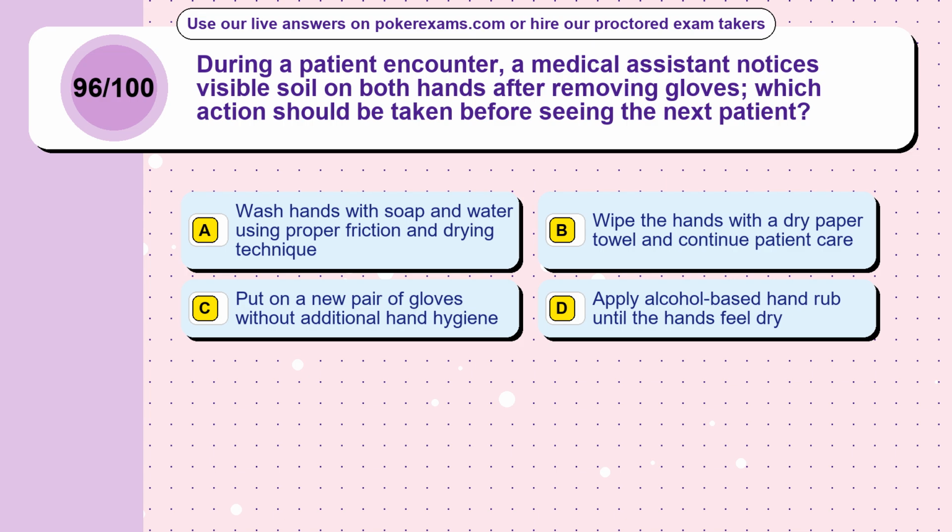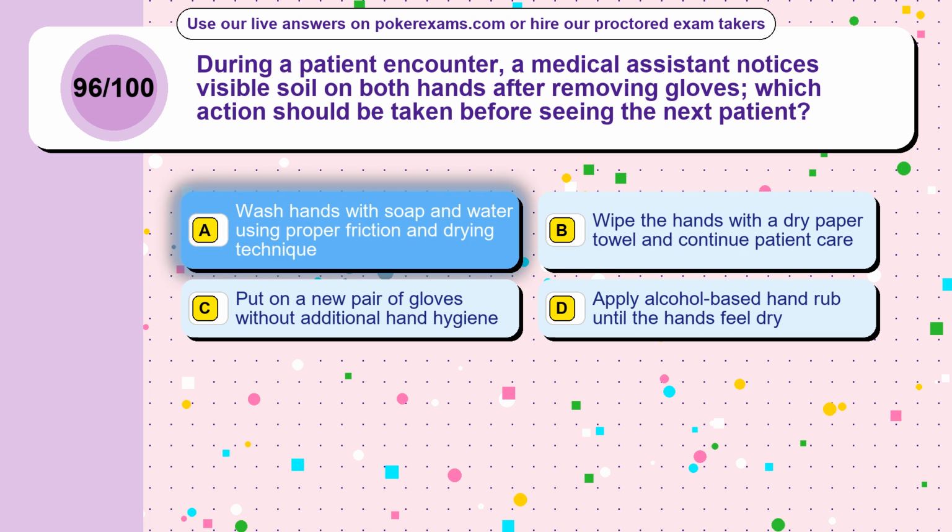Option B. Wipe the hands with a dry paper towel and continue patient care. Option C. Put on a new pair of gloves without additional hand hygiene. Option D. Apply alcohol-based hand rub until the hands feel dry. The correct answer is option A.